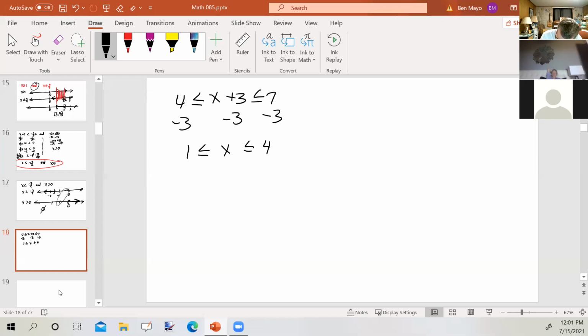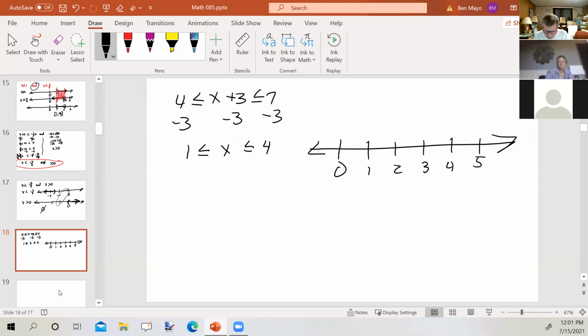So I'm going to graph that. Now, the way you read this is you read it from the middle. So I could say 1 is less than or equal to x and x is less than or equal to 4. But from x's perspective, can you see that x is greater than or equal to 1 and it's less than or equal to 4? So on my graph, I'm going to have a bracket at 1 and a bracket at 4 and this filled in.